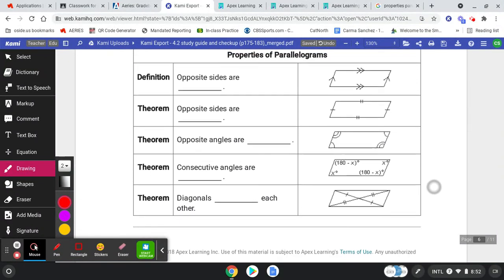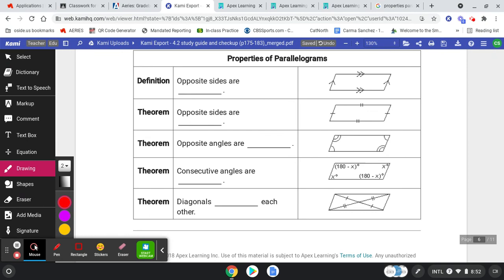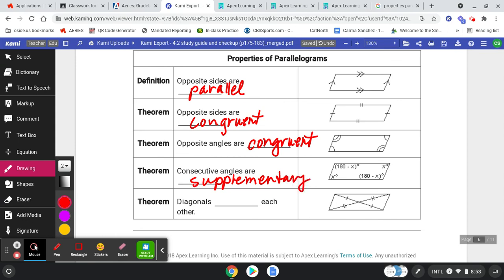Okay, finally, this last little part, the definition. We just learned that opposite sides are parallel. That's the definition, and it has to happen for a parallelogram. And then we talked about the 4 properties. Opposite sides are congruent. Opposite angles are congruent. Consecutive angles are supplementary. Remember, A plus B equaled 180. And diagonals bisect each other.